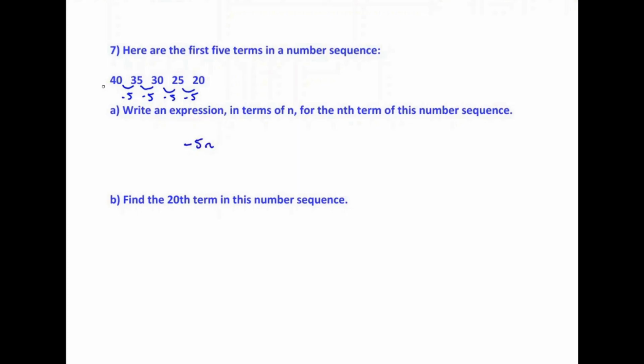Now I go back to the number sequence. I want the number before the 40. So I'm going to go backwards and I'm going to add on 5. And that's going to give us 45. So the rest of the nth term is going to be minus 5n plus 45.